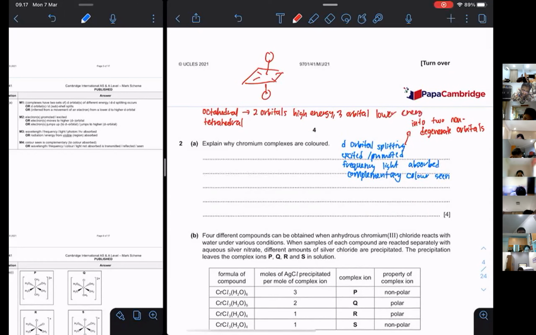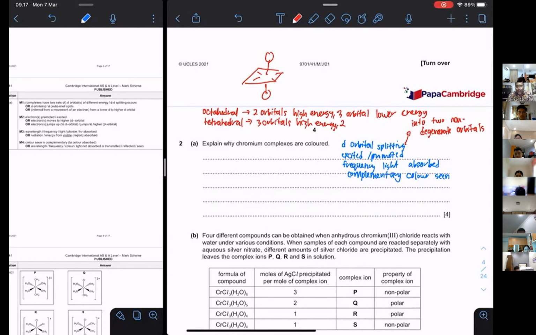This one I already mentioned to you last time. So tetrahedral is the other way around: 3 orbitals are at higher energy level. I want to include this because it is mentioned specifically in the new syllabus.